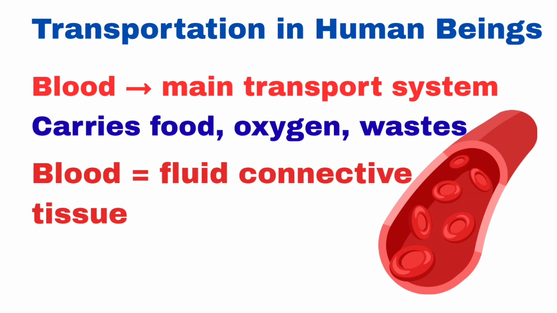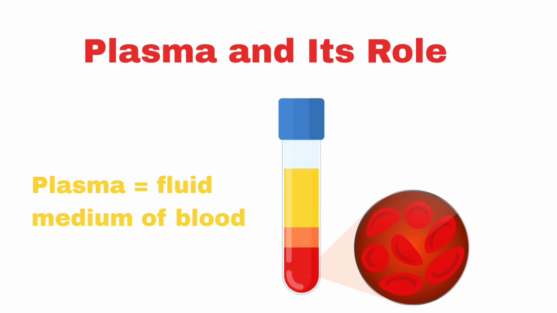In our body, the main transport system is blood. It carries food, oxygen, and waste materials to and from every cell. And you have learned in class 9 that blood is a fluid connective tissue. So, which is the main transport system in our body? The blood.